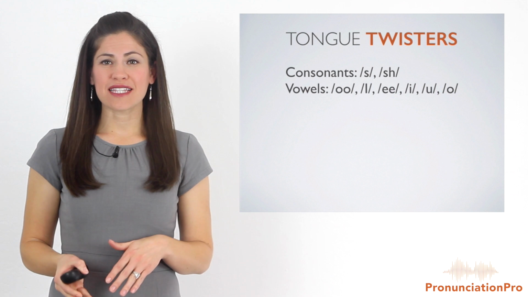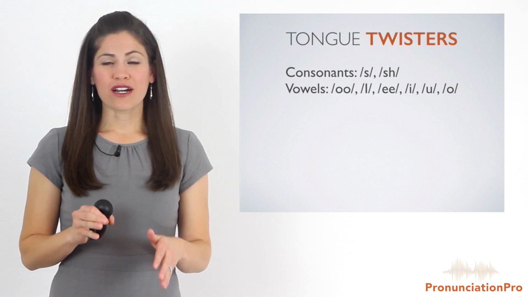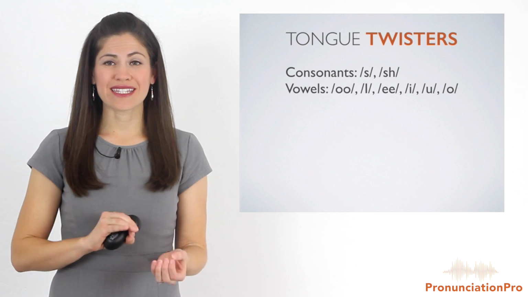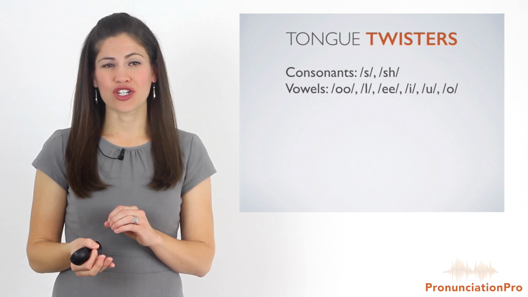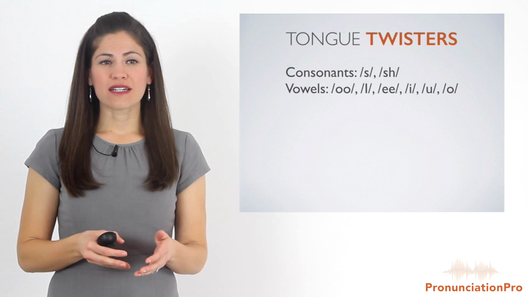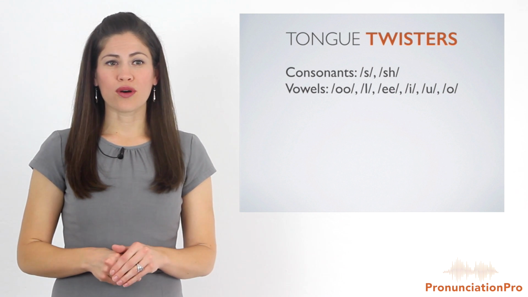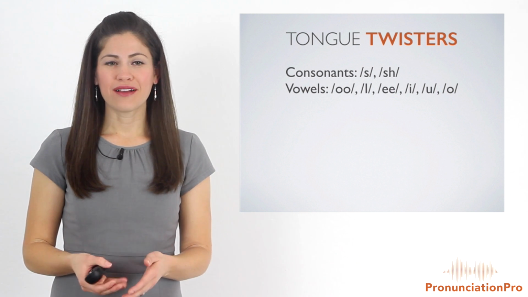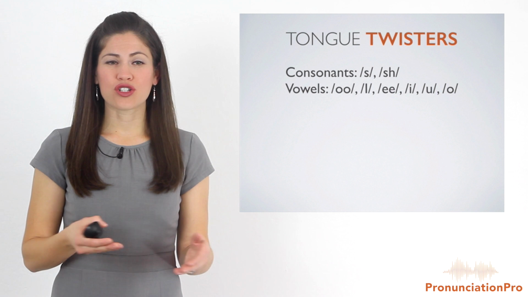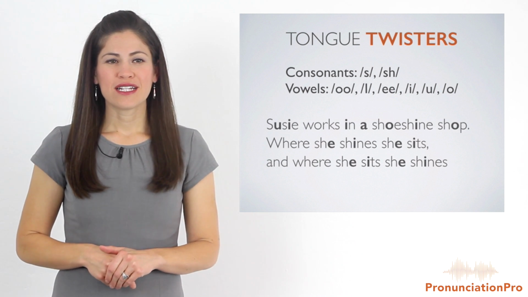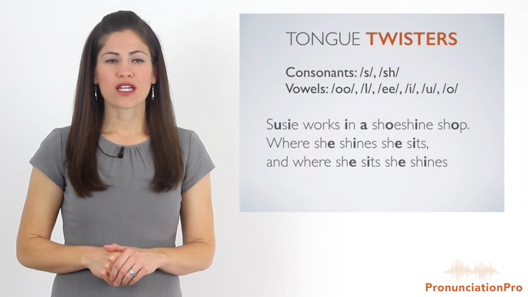Now the S and the SH sound are very difficult for a lot of my students, and transitioning between the S and the SH sound is difficult even for native speakers. In this example, the vowels are going to be important, the oo, I, e, ah. Some of those are short vowels and long vowels in here. Okay, so doing it slowly first.